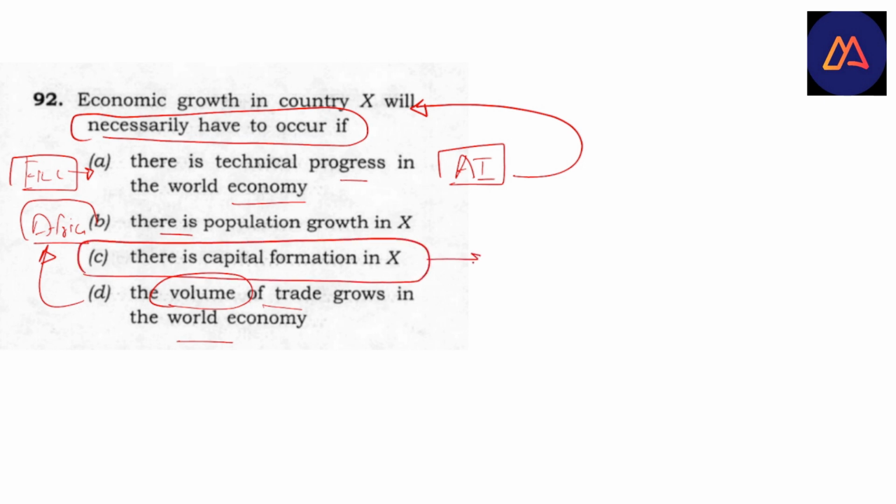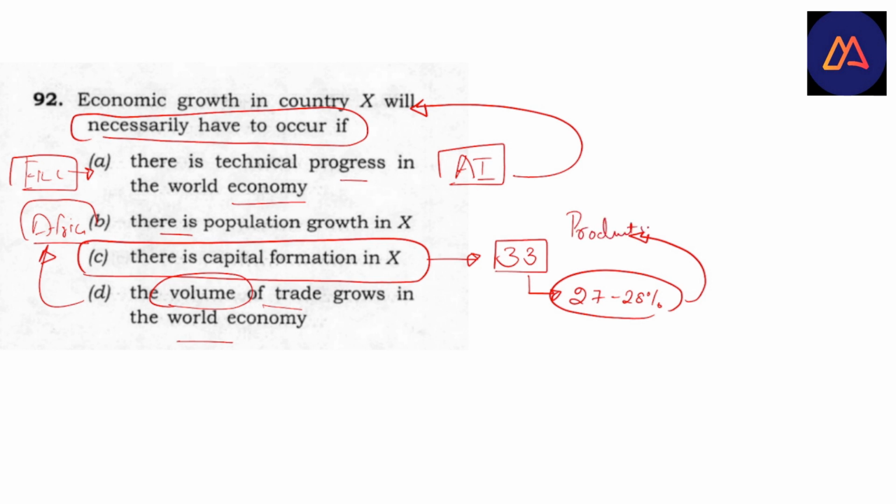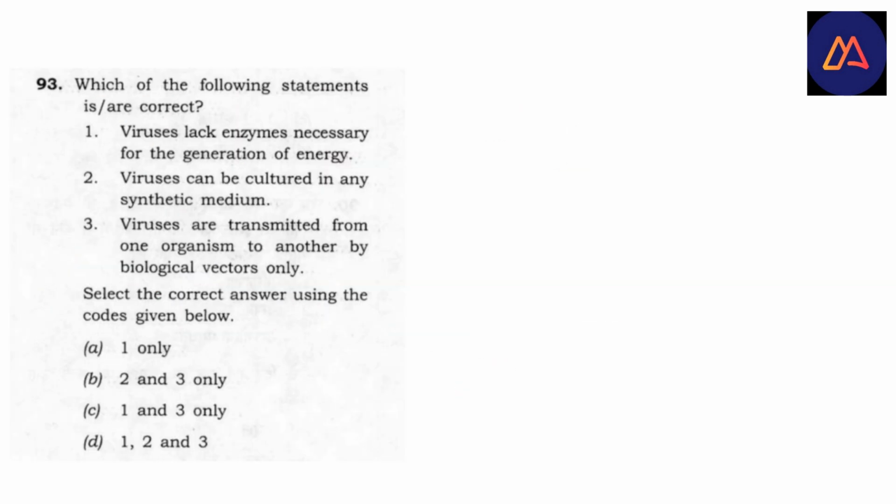There is capital formation next. Any society where there is capital formation. So in India, it was 33%. Now it is 27 to 28%. So it has actually decreased a little bit. But this is what will give you production. This is what will give you economic growth, and this is the meaning of it. So C is the answer. There should be capital formation, and that is the answer.